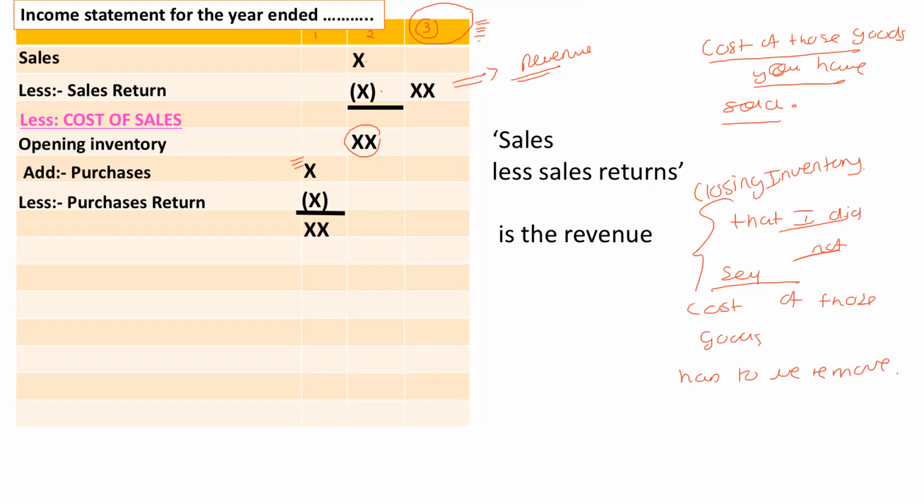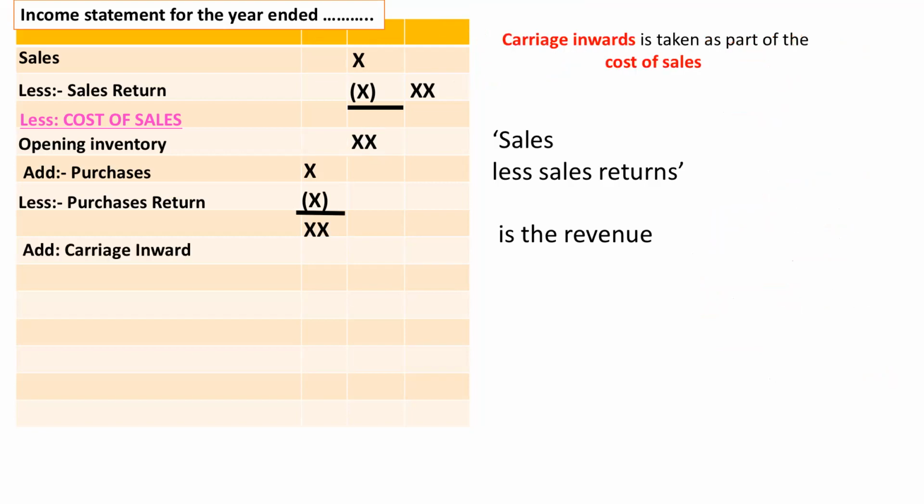In that, you will add the carriage inward. Always remember, most important point, carriage inward is taken as a part of cost of sales, or to be more precise, it is taken as a part of purchases. Because all the expenses that you incur to get the product in your warehouse are added to the cost of purchases. So carriage inward is a part of your purchases.